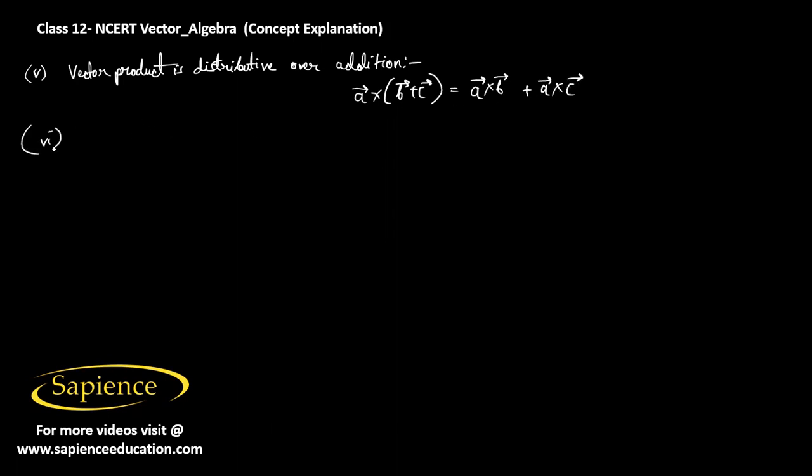And if lambda is a constant, then if you do lambda into A cross B, that will be equal to lambda into A cross B, or we can write it as A vector cross lambda into B vector.